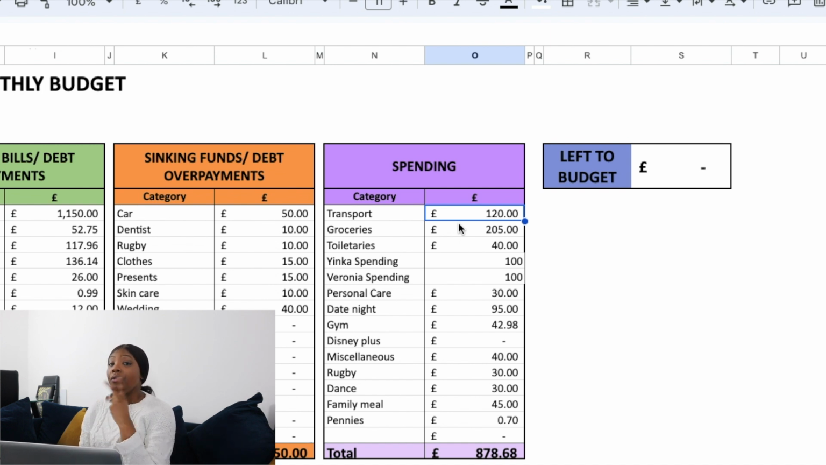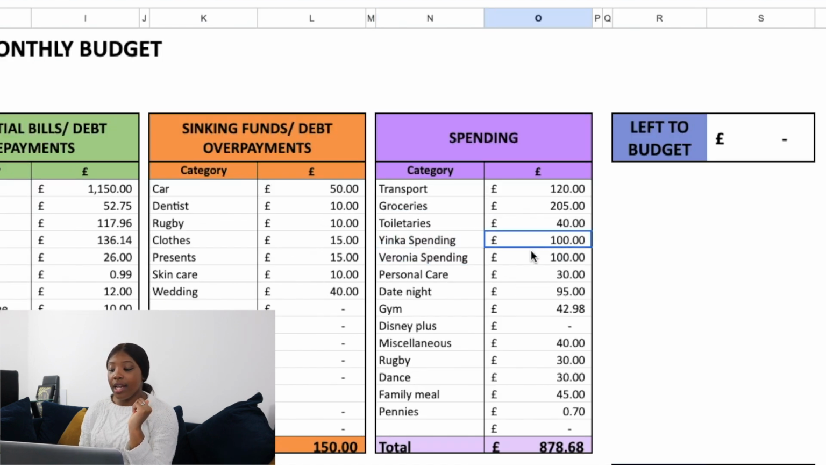For groceries, before I would have set a budget for 200, but because we went over last month, I've put 205 just to make sure that it's okay. Hopefully that is enough because I'm honestly tired of increasing the groceries budget again and again because food prices keep increasing. I'm really hoping that this is the last time. We'll see. Toiletries, we've got 40, so that hasn't changed. Our individual spending remains at 100. We've also got personal care that remains as 30.